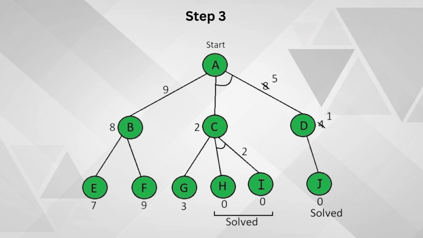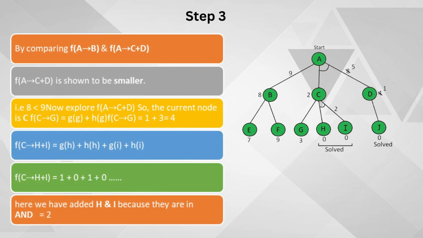By comparing f of A to B and f of A to C plus D, f of A to C plus D is shown to be smaller, that is 8 is less than 9. Now, explore f of A to C plus D. So, the current node is C.